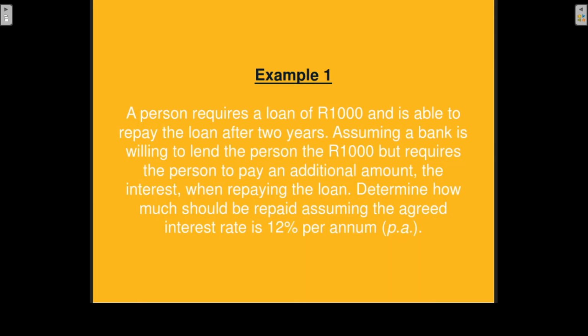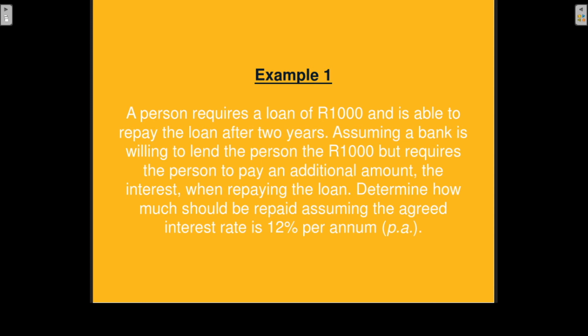So for example 1, a person requires a loan of 1,000 rands and is able to repay the loan after 2 years. Assuming a bank is willing to lend the person the 1,000 rands, but requires this person to pay an additional amount, that's the interest, when repaying the loan. Determine how much should be repaid, assuming that the agreed interest rate is 12% per annum.